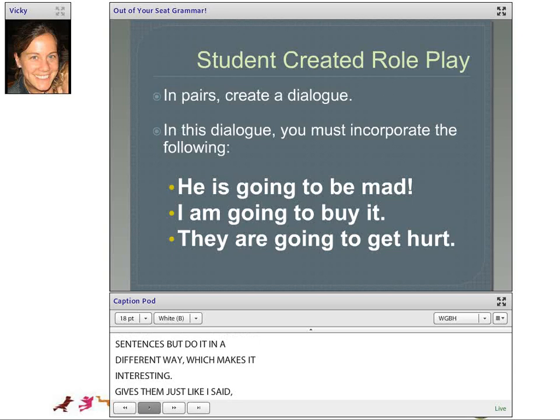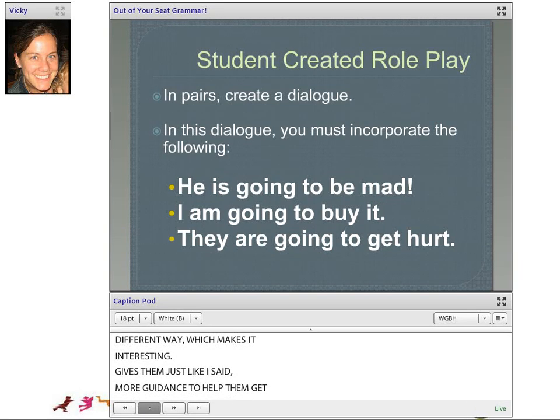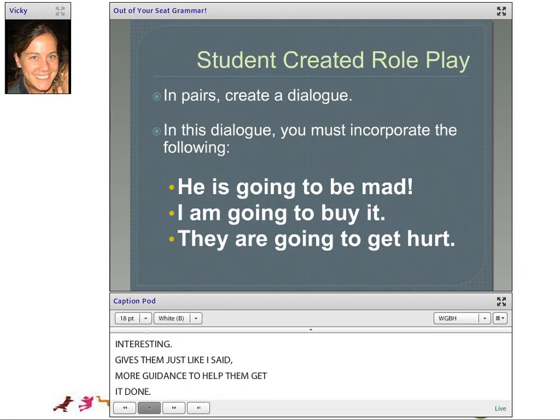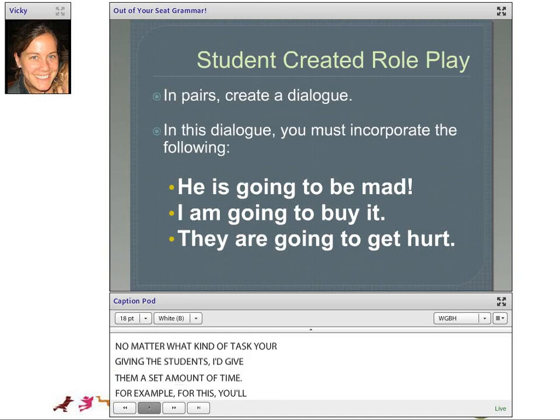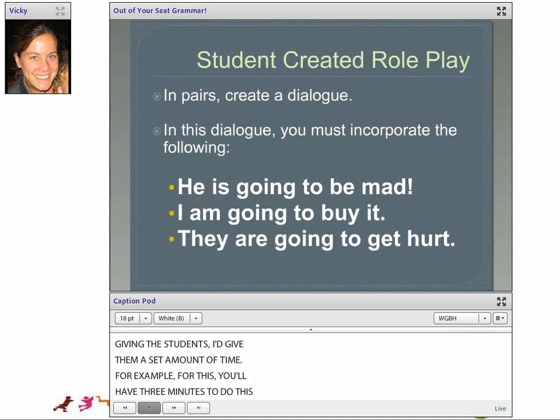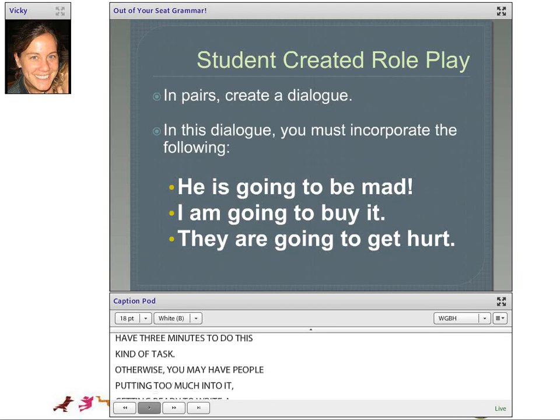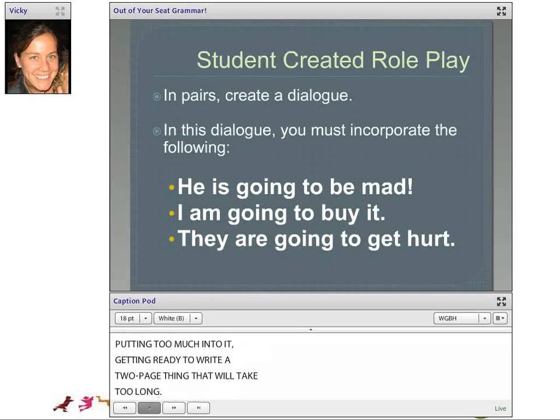I would also, no matter what kind of task you're giving the students, give them a set amount of time. For example, for this, you're going to have three minutes to do this kind of task. Otherwise, you might have people putting too much into it, getting ready to write a two-page thing that's going to take too long. So give them an estimate about how long they're going to have to do each activity.